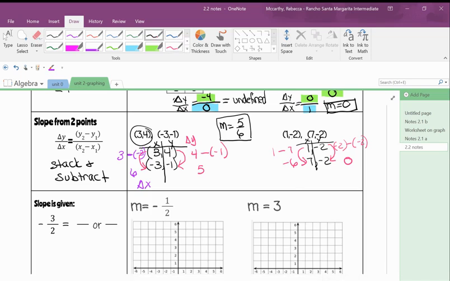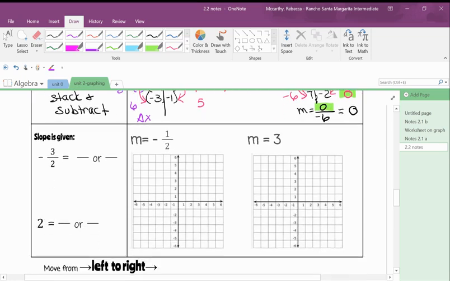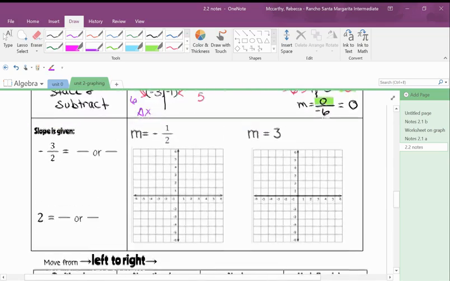And my slope, again, it's the change of y. So this one has to be on top. So 0 over -6, and that equals 0. I can have a 0 on my numerator. I cannot divide by 0. So this one's nice and flat.